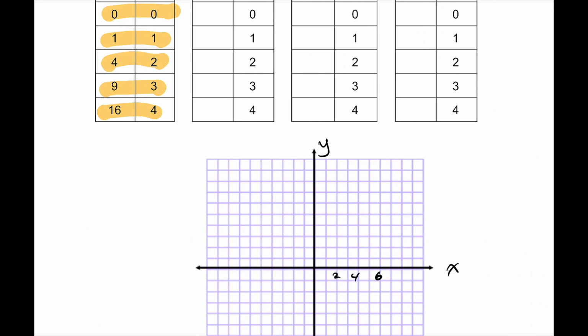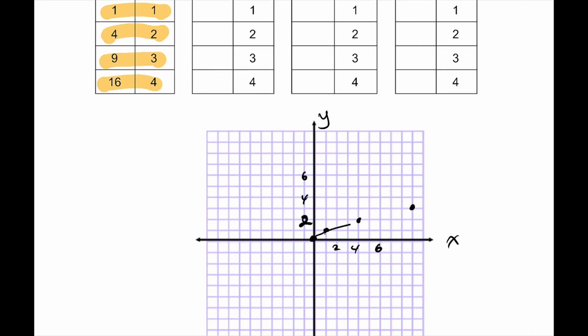And we're going to look at our parent function so that we can compare and see what's happening with the other functions relative to this. So we have (0, 0), (1, 1), (4, 2), and then (9, 3). We'll put those right there. So there is our parent function f of x.